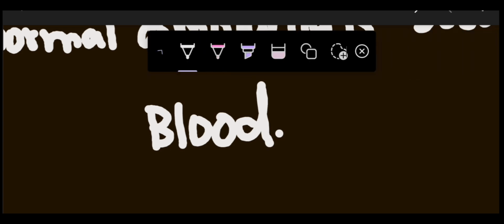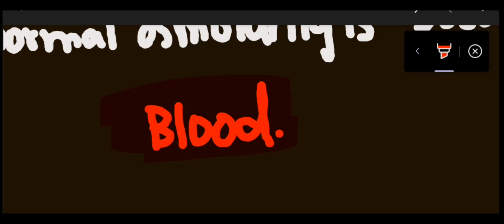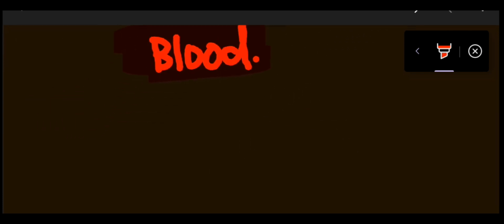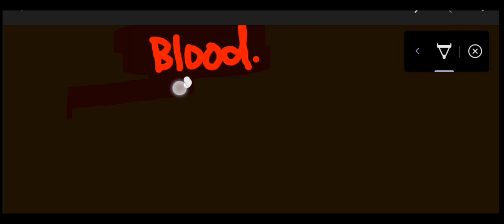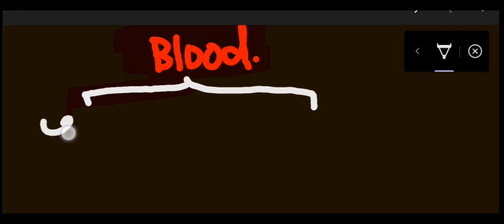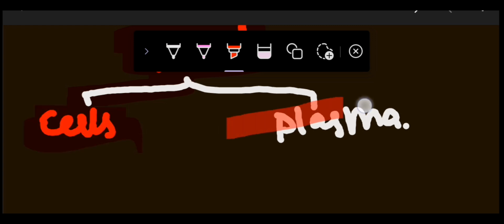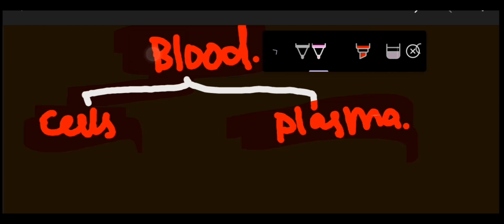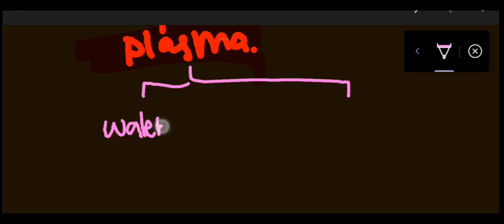This is the blood, and this blood is basically made up of cells and plasma. Firstly, it is made up of cells. Secondly, it is made up of plasma. Now here you can see this plasma is again made up of two types of things. One is water and second is osmolytes.